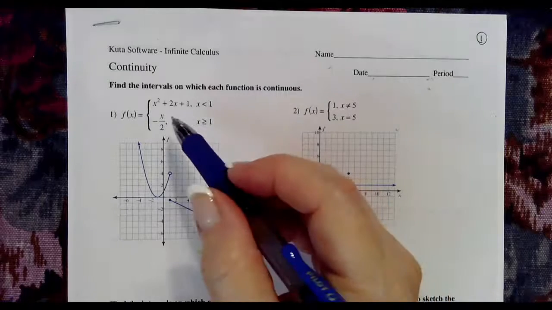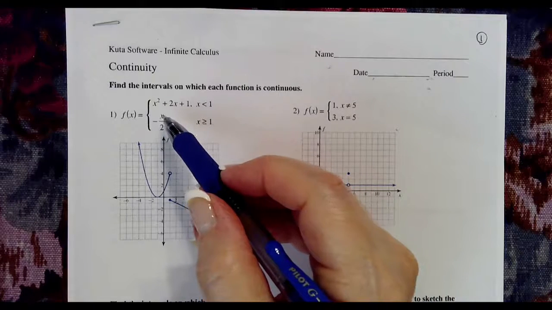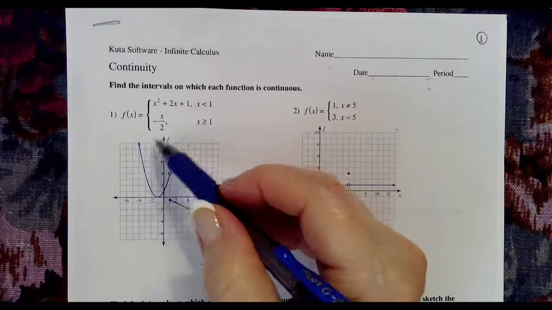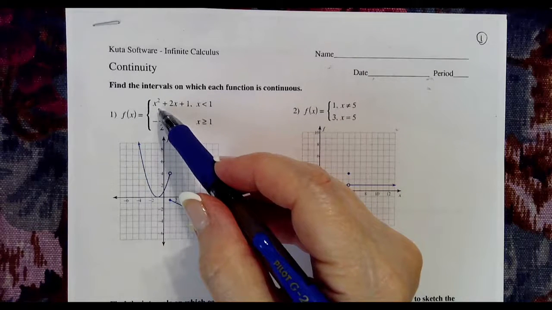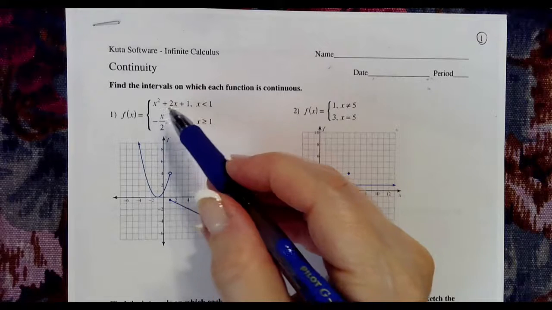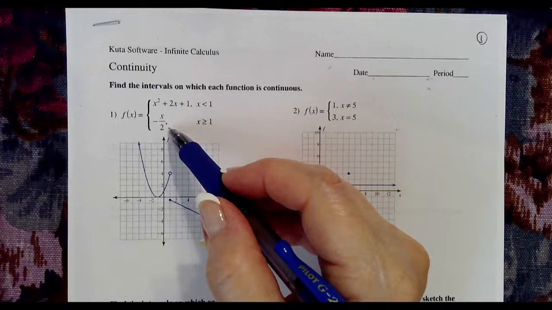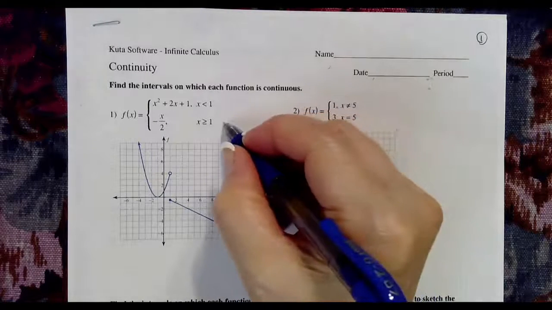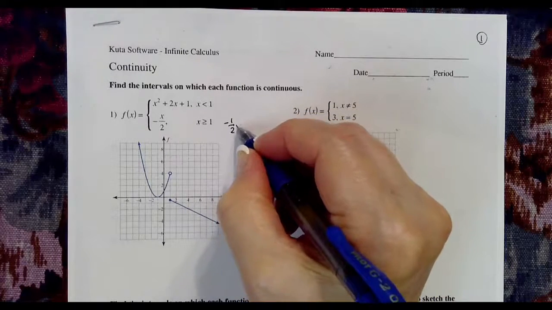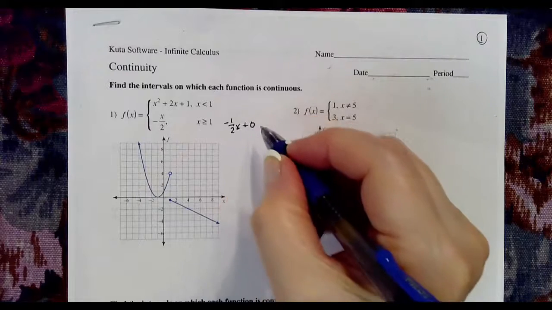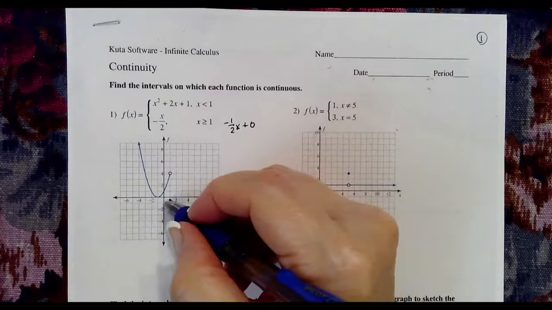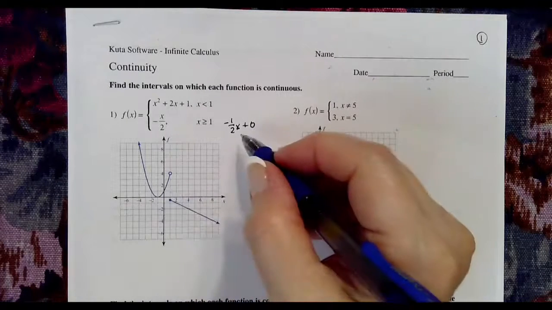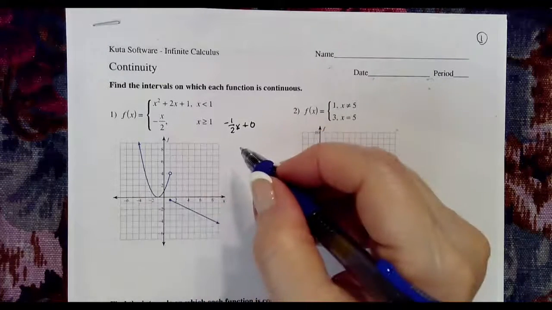So we know by looking at this first one, x squared plus 2x plus 1, it's going to be a parabola. That parabola is going to open up because it's got a positive 1 in the front, right? We also know that this one down here is going to be a line, like saying negative 1/2 x plus 0. So we would start at 0, put a dot, and then go down 1 and to the right 2 to get our slope.